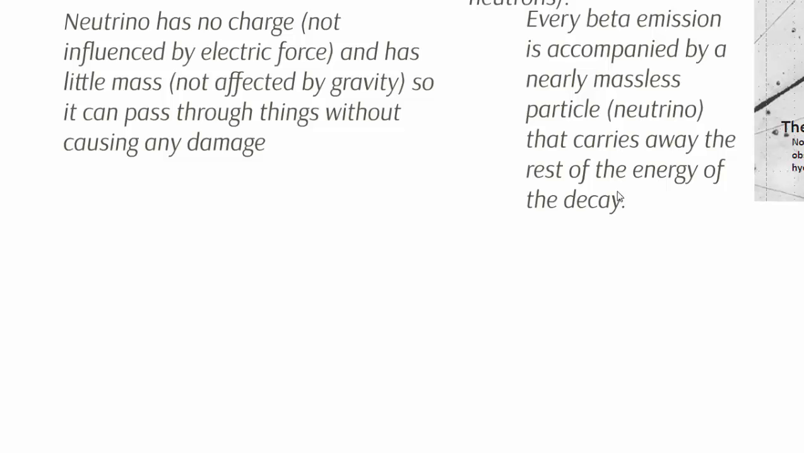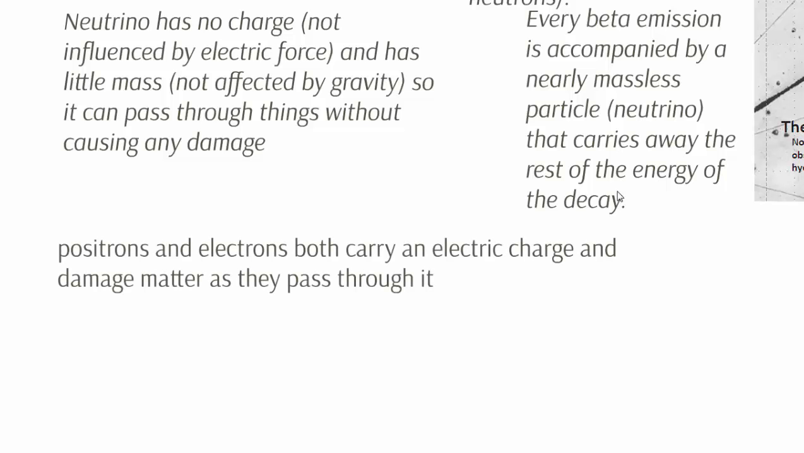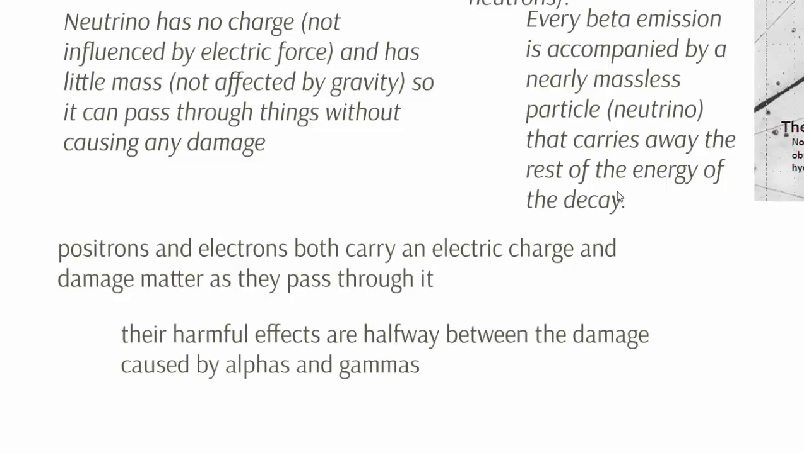So the neutrino has no charge and really little mass, and so it can pass through pretty much anything without giving any damage. So neutrinos are not dangerous. Positrons and electrons both carry an electric charge, and they're going to damage matter as they pass through it. Their harmful effects are halfway between the damage caused by alphas and gammas.